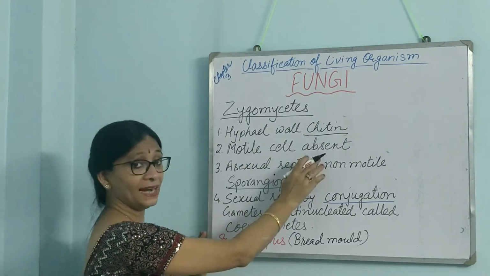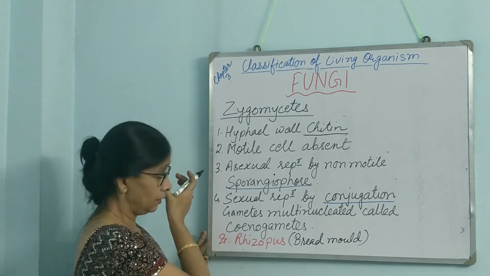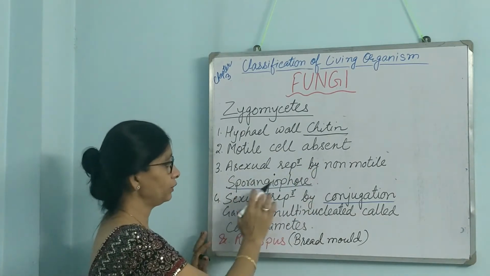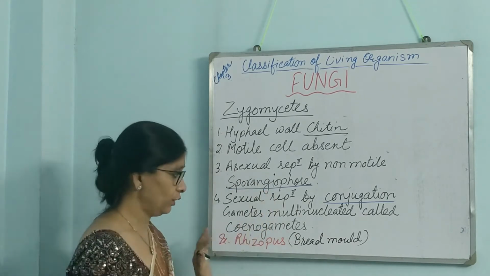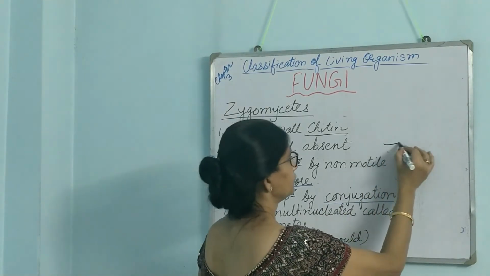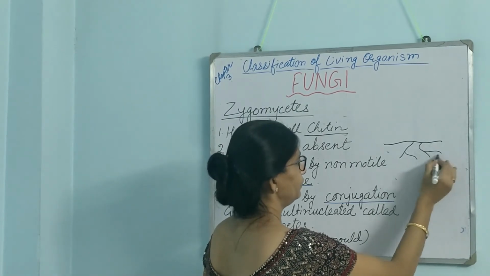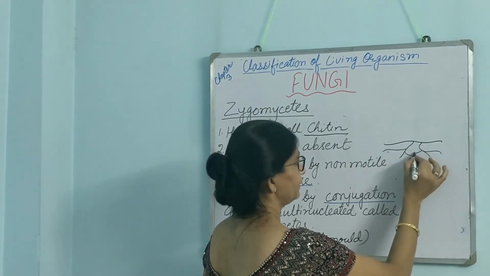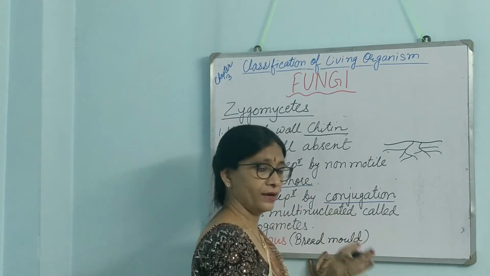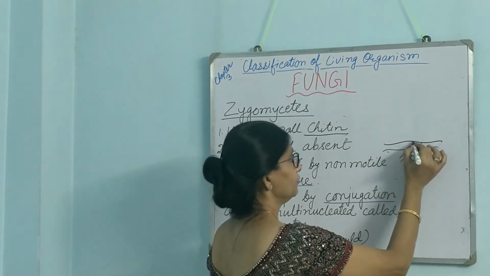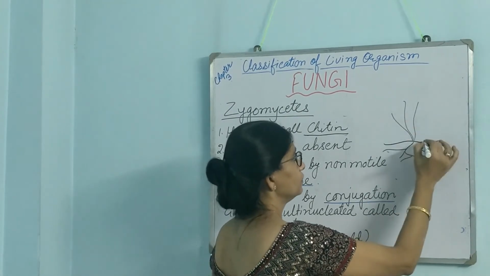Then motile cell absent. In this group, there is total absence of motile cells. Asexual reproduction is by non-motile sporangiospores, produced on a sporangiophore. What is a sporangiophore? Let us see. Say this is fungal hyphae. Hyphae are like this, root-like structures which go inside the soil or in the organic matter. And this group sends out some aerial shoots like this.